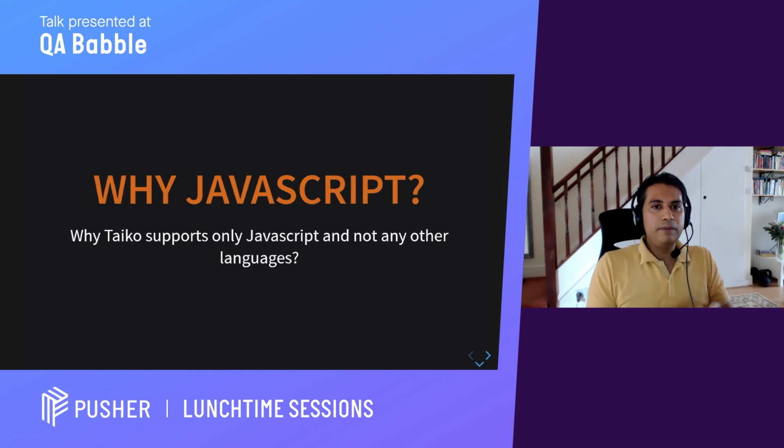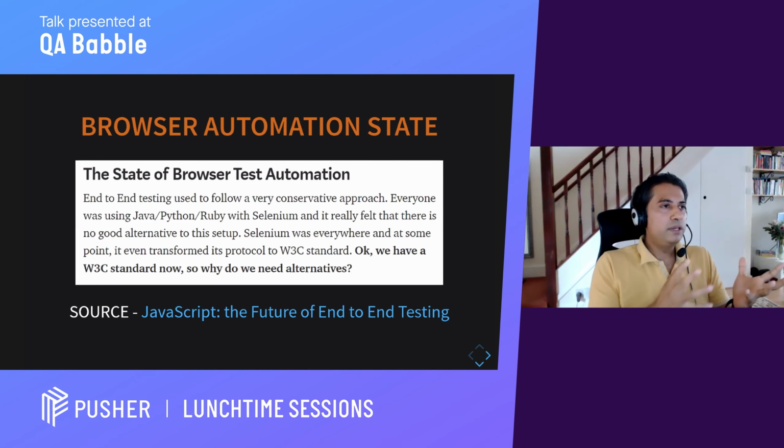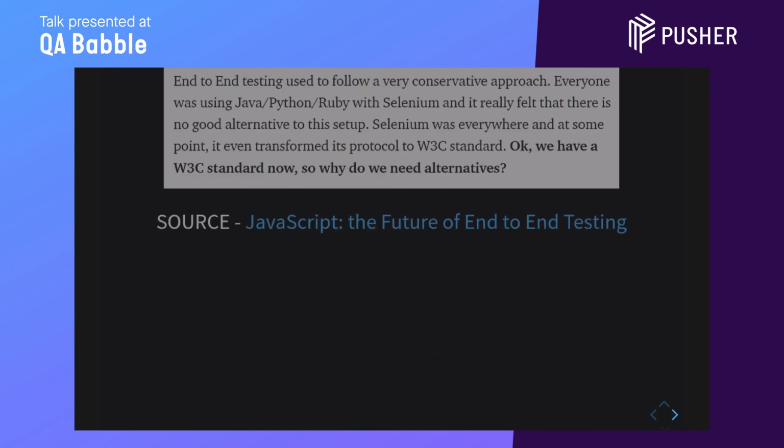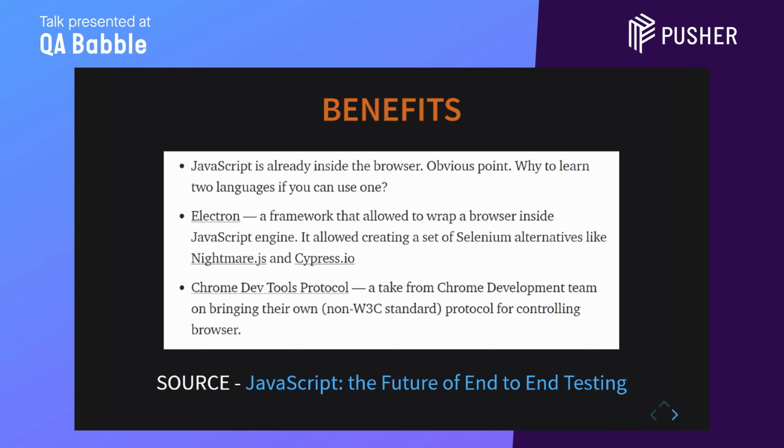Now, why JavaScript? Why not, say, C Sharp or Java or Python, which are quite popular these days? The reason is, what's the current state of browser automation? Everyone is using Java, Python, Ruby with Selenium, and it really felt that there was no good alternative to this setup. But alternatives have come out now. So you have Cypress, you have Puppeteer, you have many other things that are not following the conventional standard.